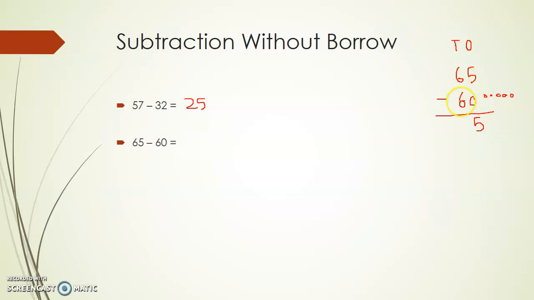Now there is no difference between these two numbers. They are the same, so when we subtract, we get 0. So 65 minus 60 is 5.